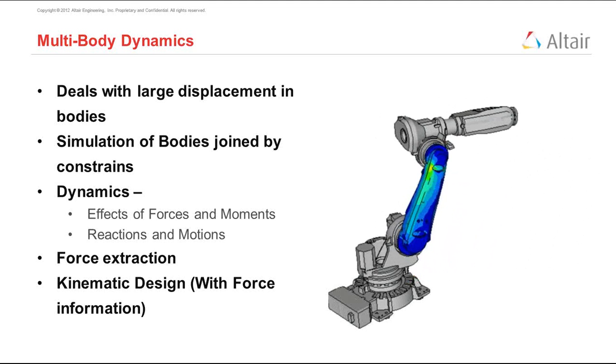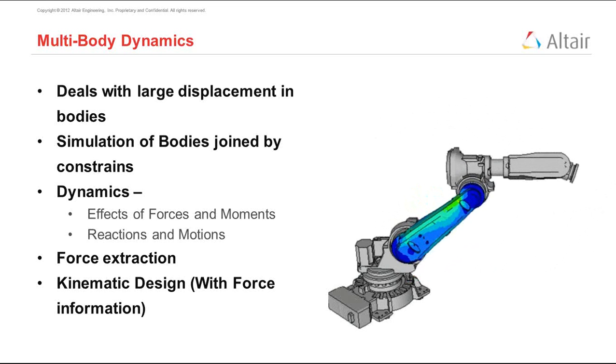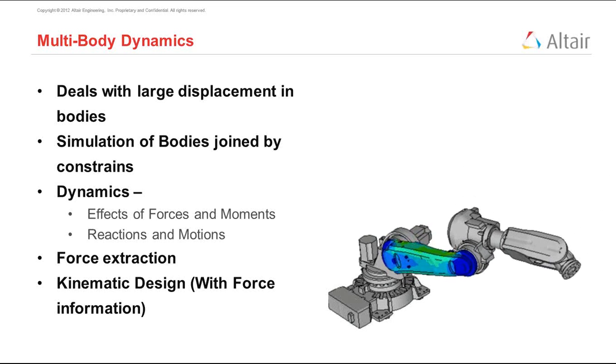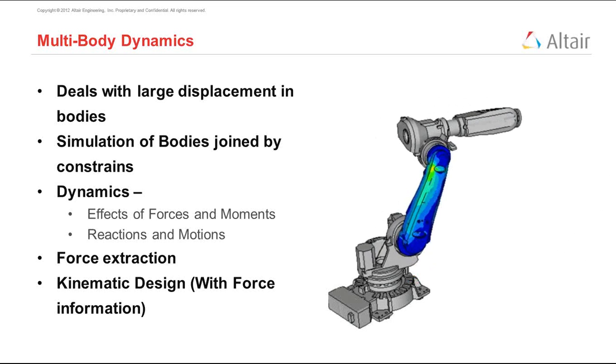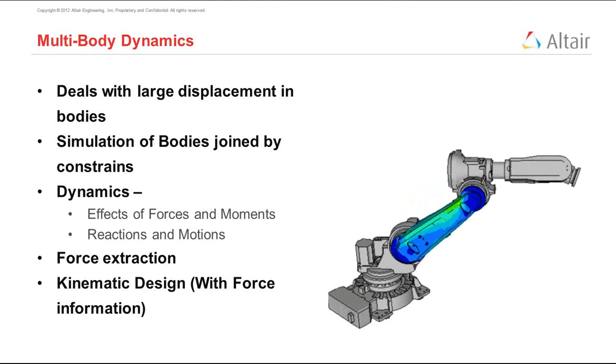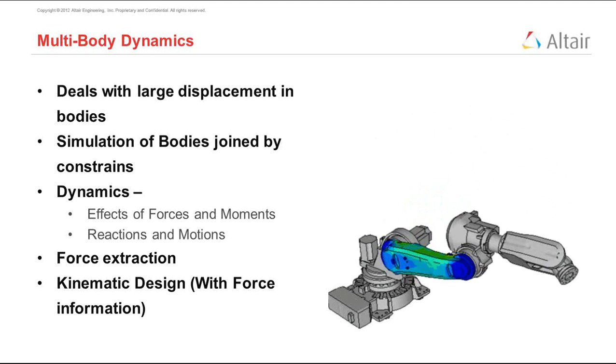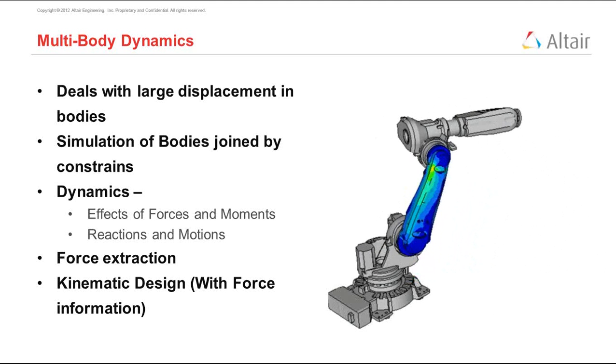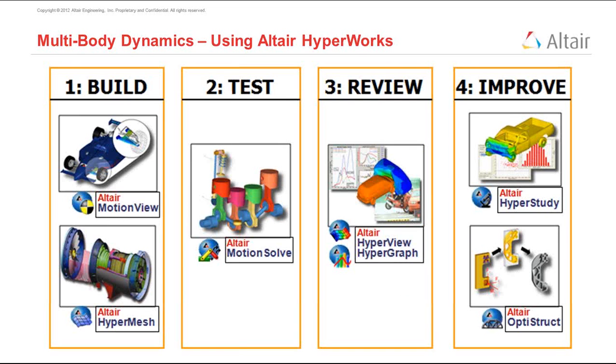Multibody dynamic software can do kinematic analysis along with force information. So it does a little bit extra than what kinematic design do. So we can do kinematic design with this additional information provided. This slide talks about how different Altair HyperWorks products can be used to do multibody dynamic simulation.